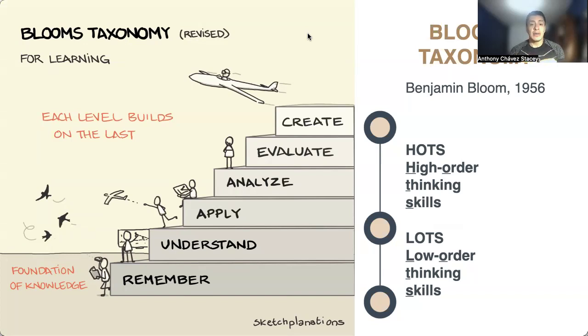Each level in Bloom's taxonomy builds on the last, and we need to start somewhere. So that's why we need to start in the LOTS category, the foundation of knowledge. First and foremost, let's consider these stages, which are just two: remember and understanding. So this LOTS section will be the low order thinking skills that knowledge will be built upon.